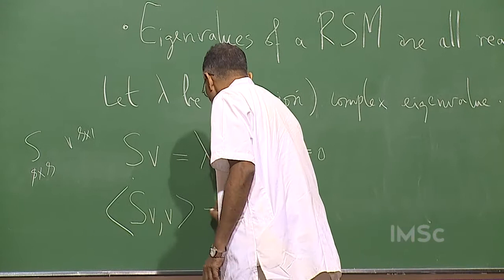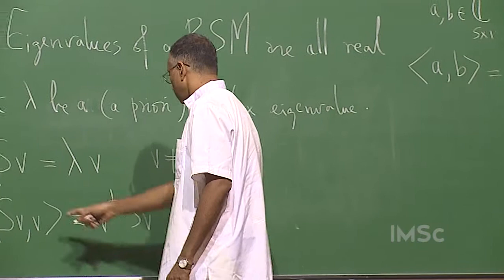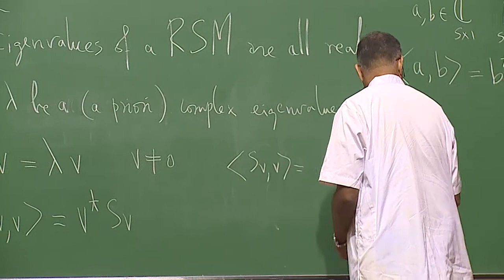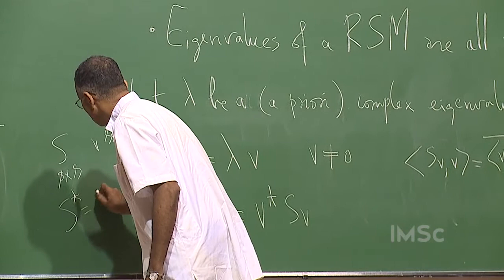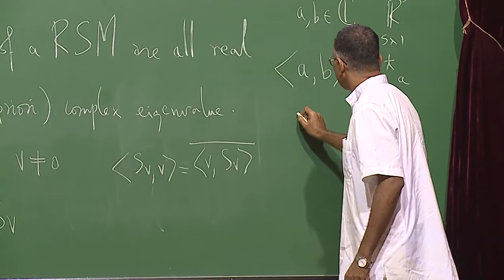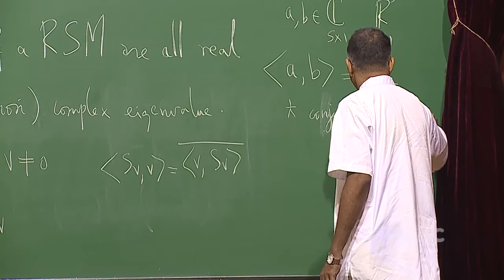This is V star SV by definition. And you know also that you have this property. But S is symmetric, and the point is S star is equal to S. That's what I have to use. Well, what does star stand for? Star is conjugate transpose. But S is a real symmetric matrix, so conjugate does nothing, and transpose is equal to itself.